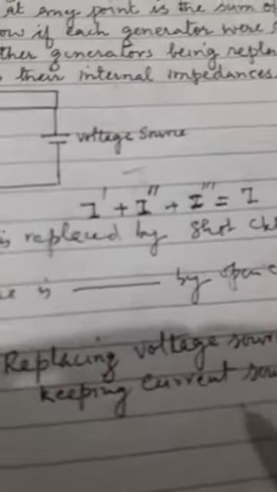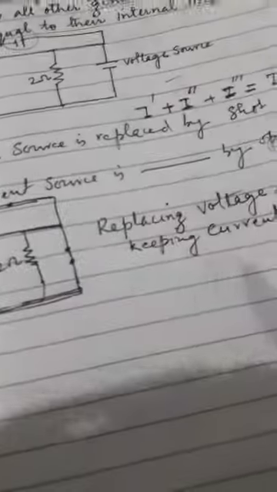Calculating the current flowing through this 2 ohm resistor and replacing the source by internal resistance, showing it by short circuit or open circuit. Sorry, students, you may keep in mind that when you are taking the internal resistance of these sources, for example voltage source or current source, for a voltage source you have to show it as short circuited, this sign.